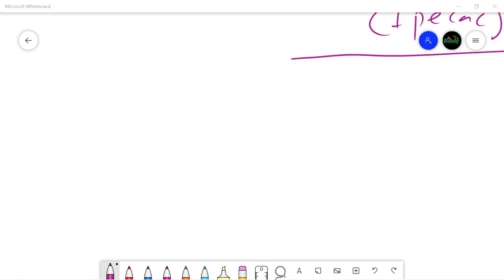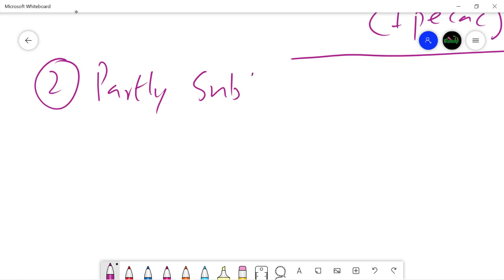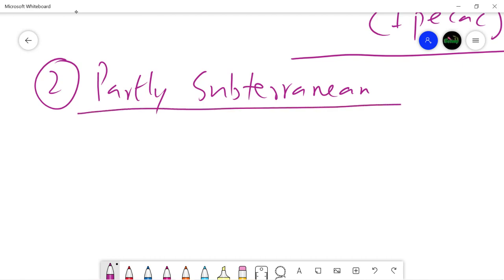We started the discussion of adventitious roots in this Plant Angiosperm Morphology course, and we described the first category, subterranean adventitious roots. Now we are going to start the next category, and that is partly subterranean. The partly subterranean adventitious roots are those which are partly above and partly below the surface of the soil.